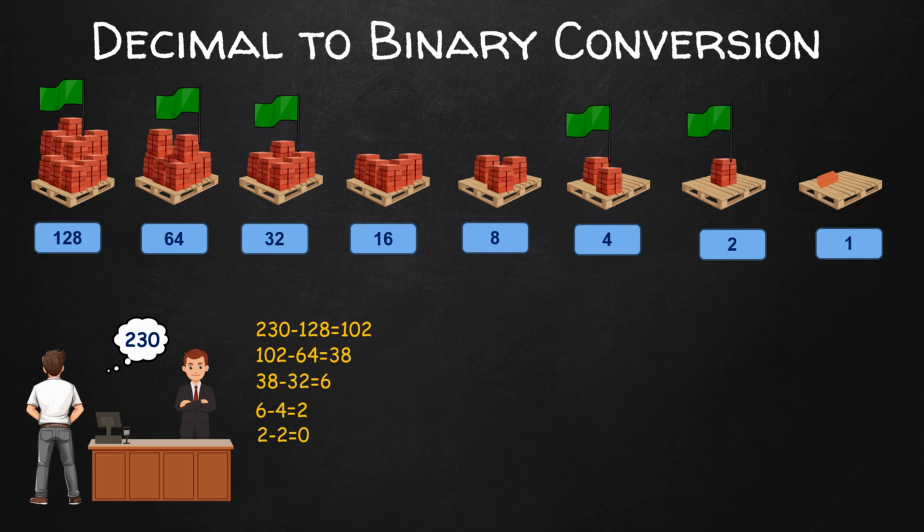So 2 minus 2, it's become 0. That means Martin completely fulfilled the requirement. So here you can see Martin selected 5 groups of bricks. By selecting the 5 groups of bricks, Martin can deliver the customer requirement of 230 bricks.